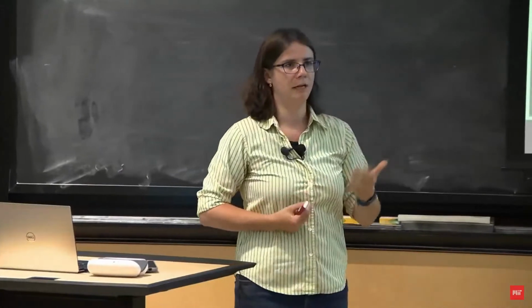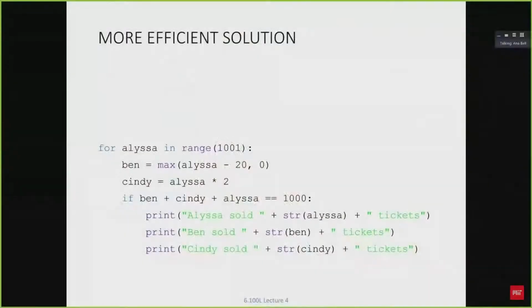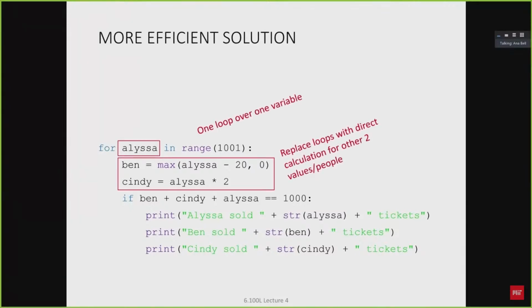But instead, we can use kind of a mix of algebra and computation to solve the problem. We recognize we actually only need to loop through 1 loop, right? I only care about checking Alyssa's number of tickets being 0 through potentially 1,000 tickets sold. And then I can use my other 2 equations, right? Ben and Cindy, how many did they sell with respect to Alyssa? I've got my 2 other equations here, which will tell me how many Ben and Cindy sold with respect to Alyssa's loop. And then my last equation here is that Ben and Cindy and Alyssa all together had to sell 1,000.